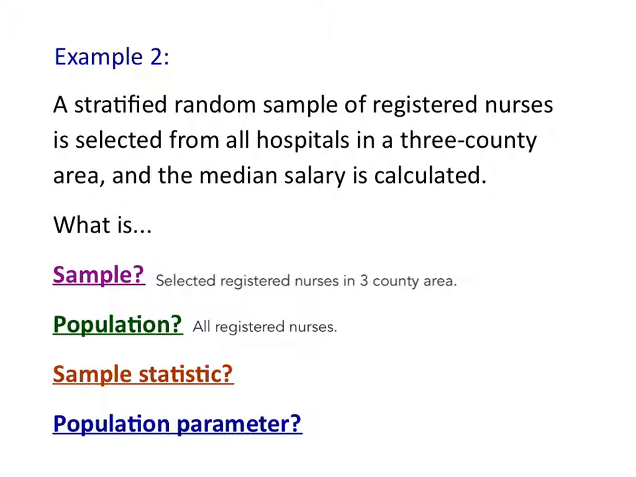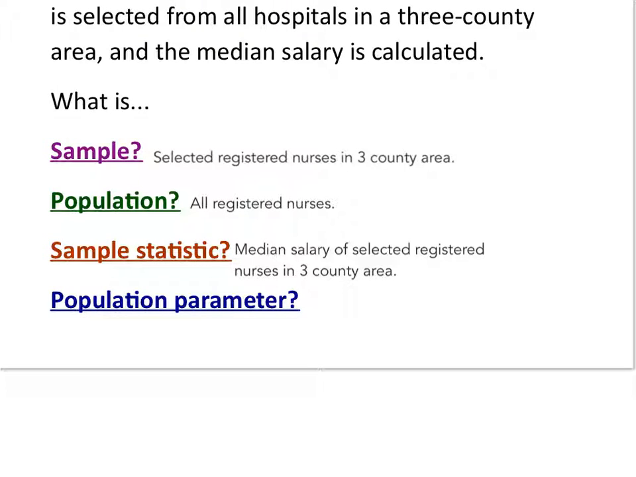The sample statistic here, what is being measured from the sample, that's the median salary of the selected registered nurses in the 3-county area. And the population parameter, so what is being measured from the entire population, that's the median salary of all registered nurses. So we figured out the sample, which measures with the sample statistic, the population, which also measures with the population parameter for this example.